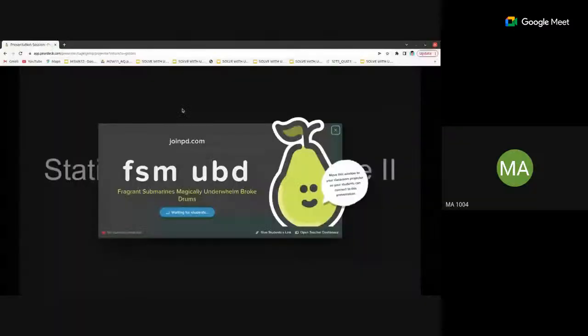Okay, let me share my screen also. So as you know, this is a Solve with Us session. We will be doing this session on joinpd.com. So I request everyone to open a new tab and go to this site joinpd.com and type this code FSM UBD.